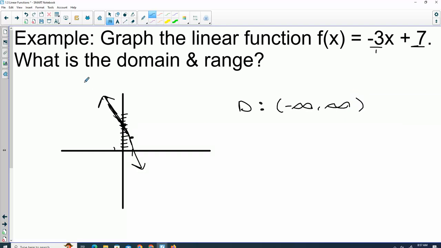Negative infinity to infinity. This is going forever to the left and forever to the right. Our range: same thing. We have one end going down, one end going up.